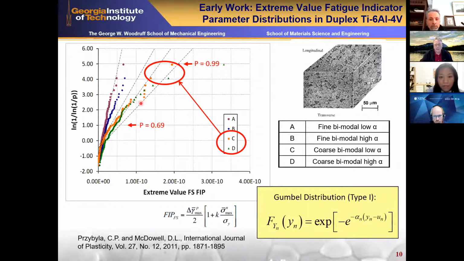And indeed, these computations show that the extreme value distributions are shifted to the right, meaning they have higher driving forces for microstructure C and D as experimentally observed. So that was a promising result. You can see in this microstructure here, we have the light colored primary alpha and the dark colored alternating lath of alpha and beta in the colony phase with about a 40 to 60% volume fraction of the primary alpha phase.